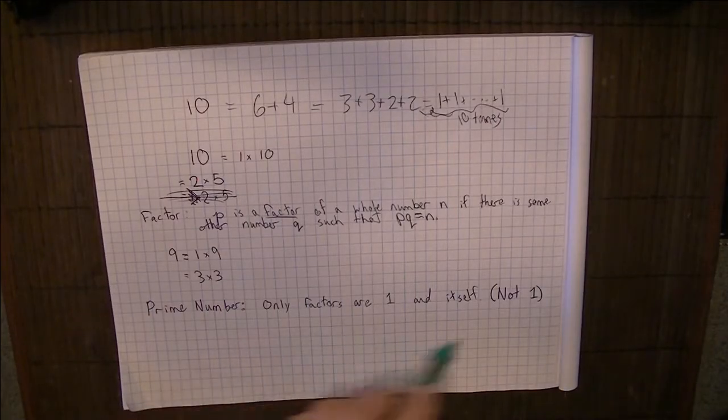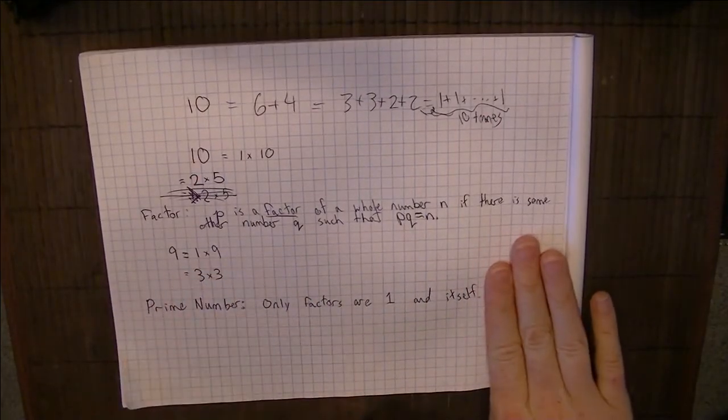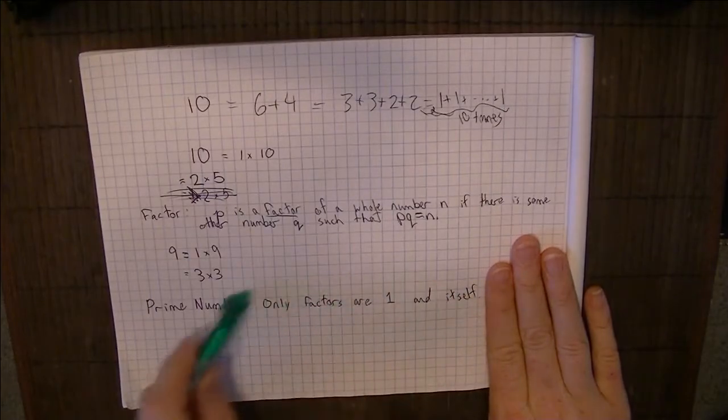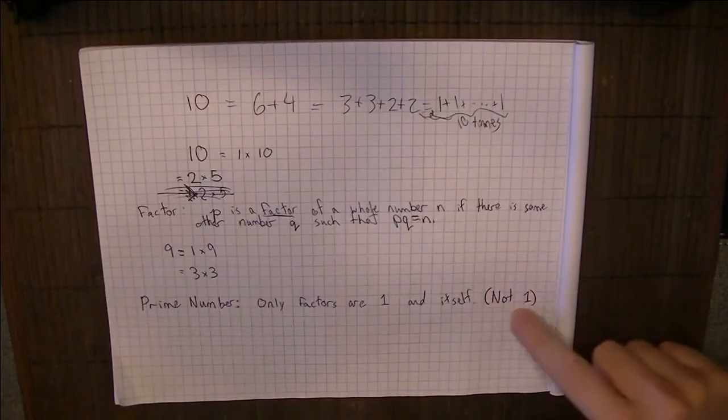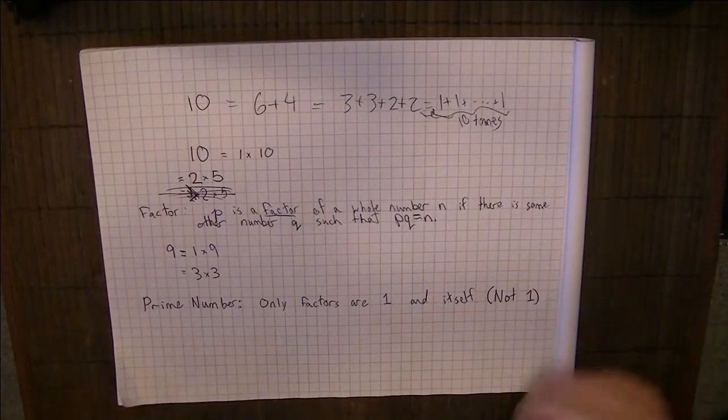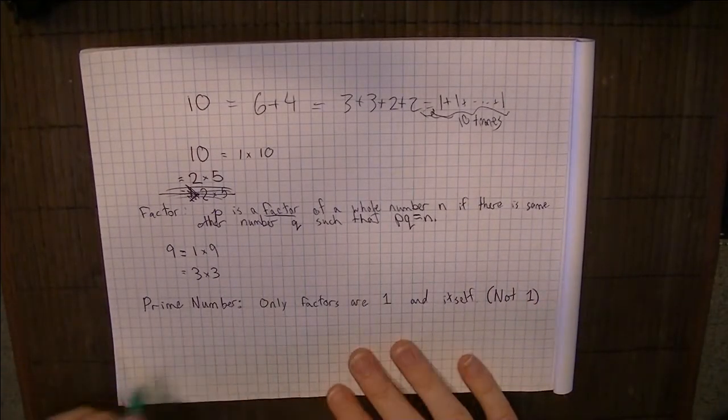It is true that by this definition, without me stating it's not 1, 1 would fit, so I need to make a very specific exclusion here, saying not 1. All right, so that's prime numbers.